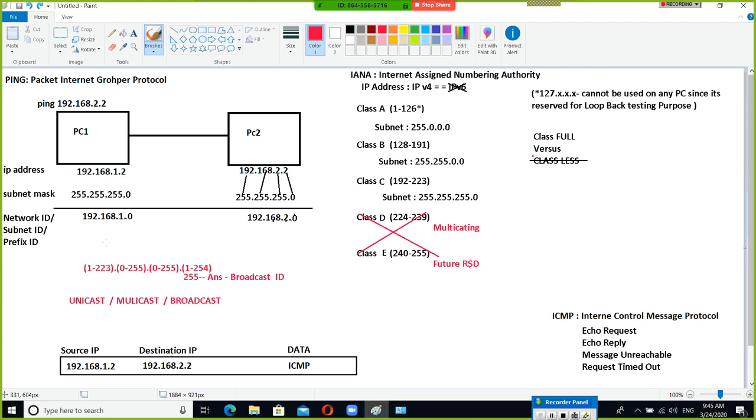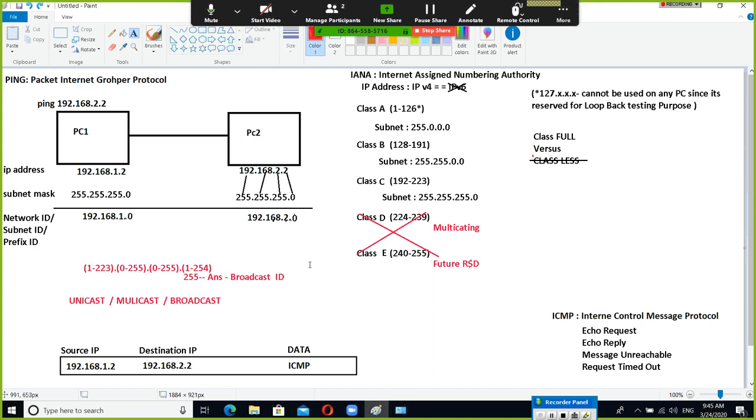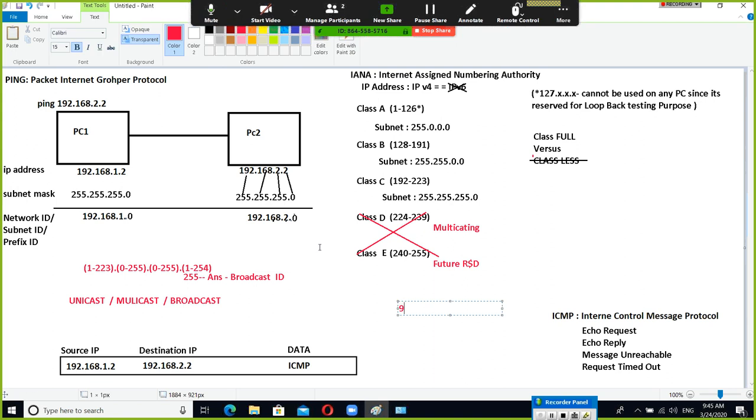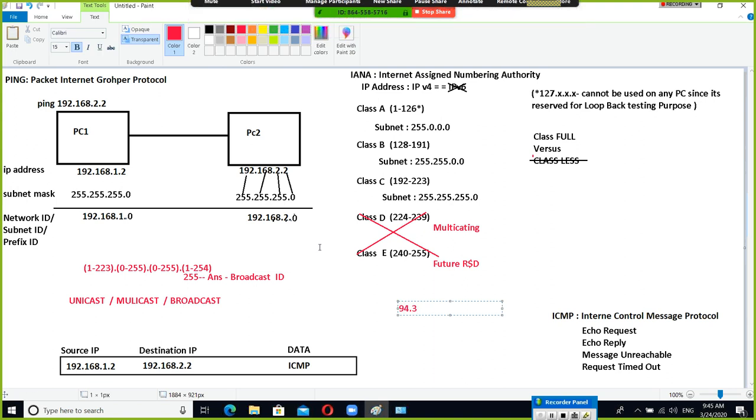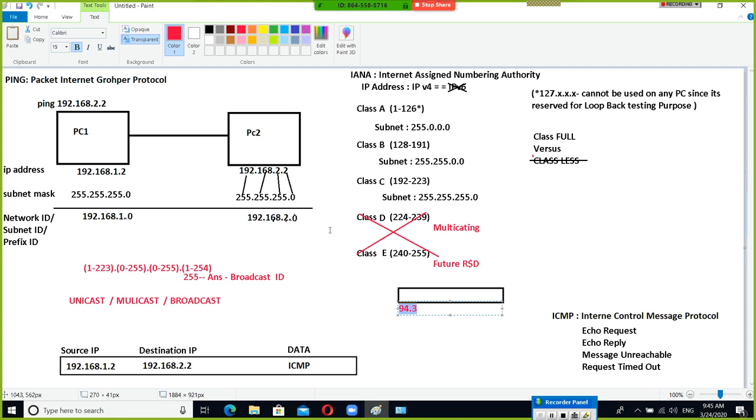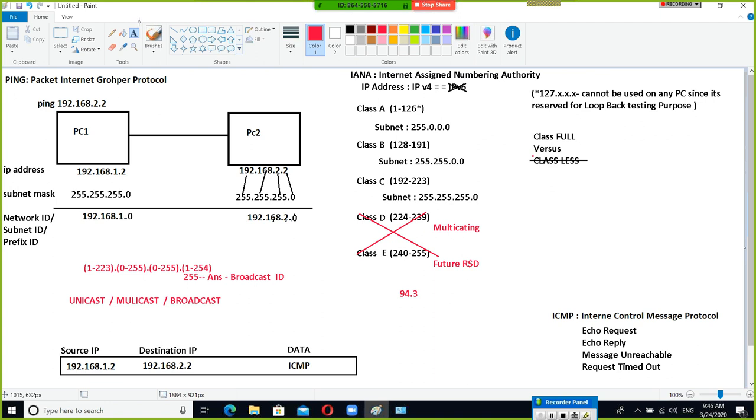And the real world example, the best example of multicast, would be radio FM, where we use 94.3. That company is sending the signal to 94.3. Not all people are tuned to this specific signal, right? Everybody who is tuned to this specific signal is the customer who is using that channel. This is the best example of a multicast signal. Okay?